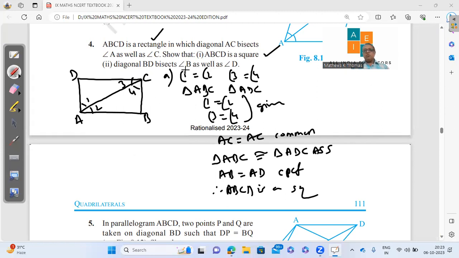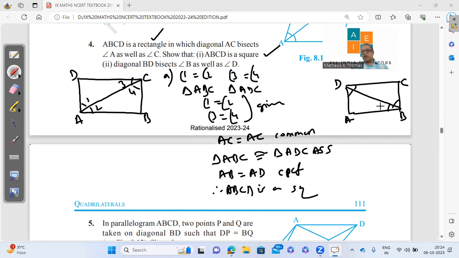Now we need to prove that BD bisects B and D. Okay, so let's redraw the figure so that there is no confusion. Now we have to prove that BD bisects angle B and D. That means I need to prove in this figure, these two angles are equal and these two angles are equal. Now already we have proved that this is a square, so that can be used here.